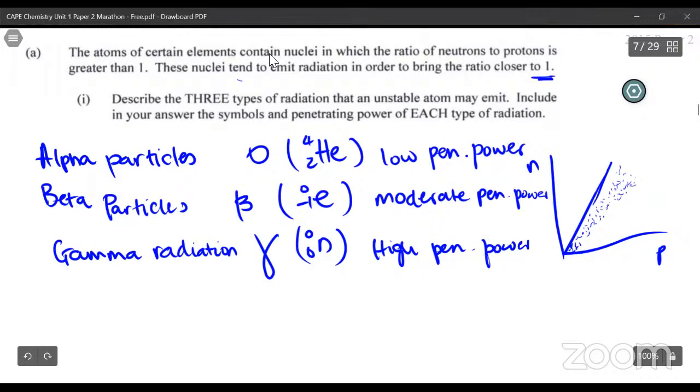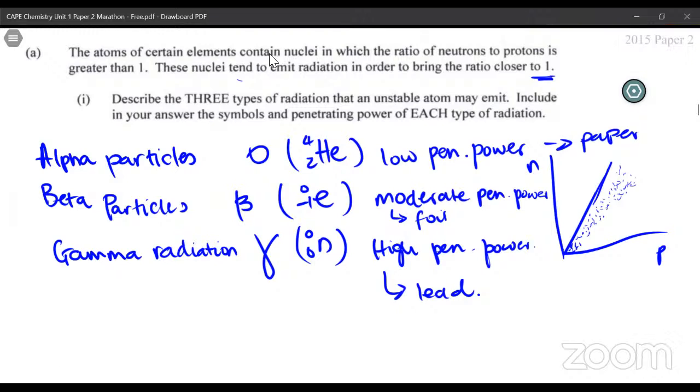So alpha particles are stopped by things like paper. Beta particles are stopped by things like foil, while gamma rays are stopped by things like lead. So keep that in mind and you should be fine. And that was from the 2015 paper, by the way, paper 2.